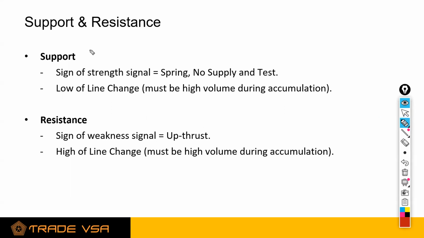For example, for support, there are a few ways that I personally use to identify it. Definitely one is the sign of strength. If I notice the area got lots of spring signals, NS, test, that's where the support is building somewhere around there. In this section I won't go through what is spring, what is NS, what is test, because we already covered them in the Foundation 1 section last Friday. If you want to, you can watch the video again.